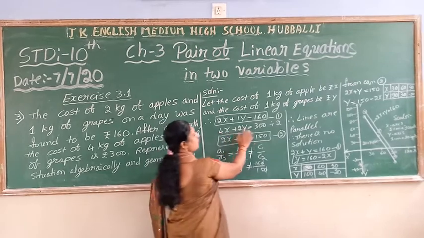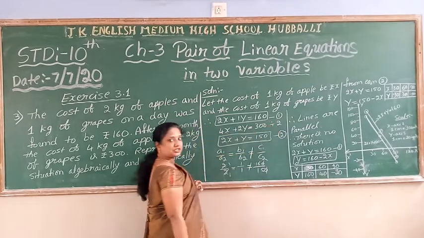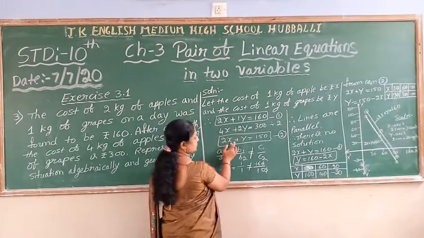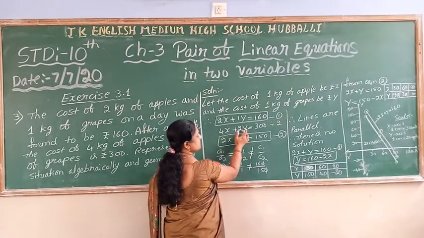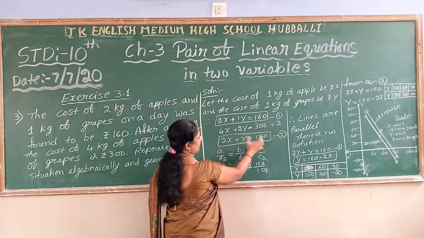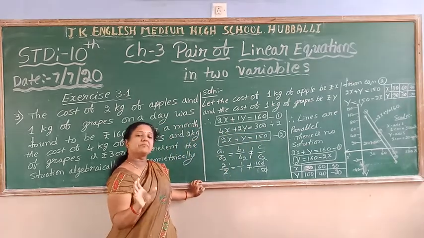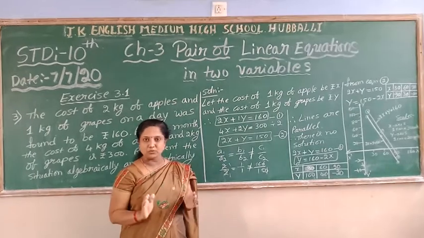Here 2 is common, so you simplify this equation. You divide all three terms by 2. Then the simplest equation you get is 2x plus y is equal to 150. Now you see these two equations. If you take them together, it becomes a pair of linear equations in two variables.